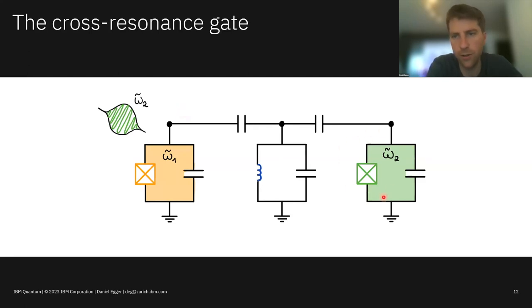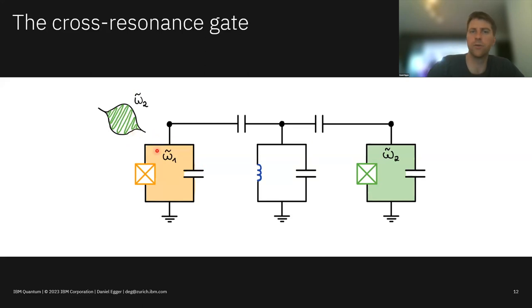You can see them here. I've got one qubit at a frequency omega 2, and I've got another qubit at a frequency omega 1. And these two qubits are coupled through a harmonic element here, a resonator. And the cross resonance gate allows us to create an interaction between qubit 1 and qubit 2 by driving one of the qubits, here qubit 1, at the frequency of the other qubit, right, qubit 2.